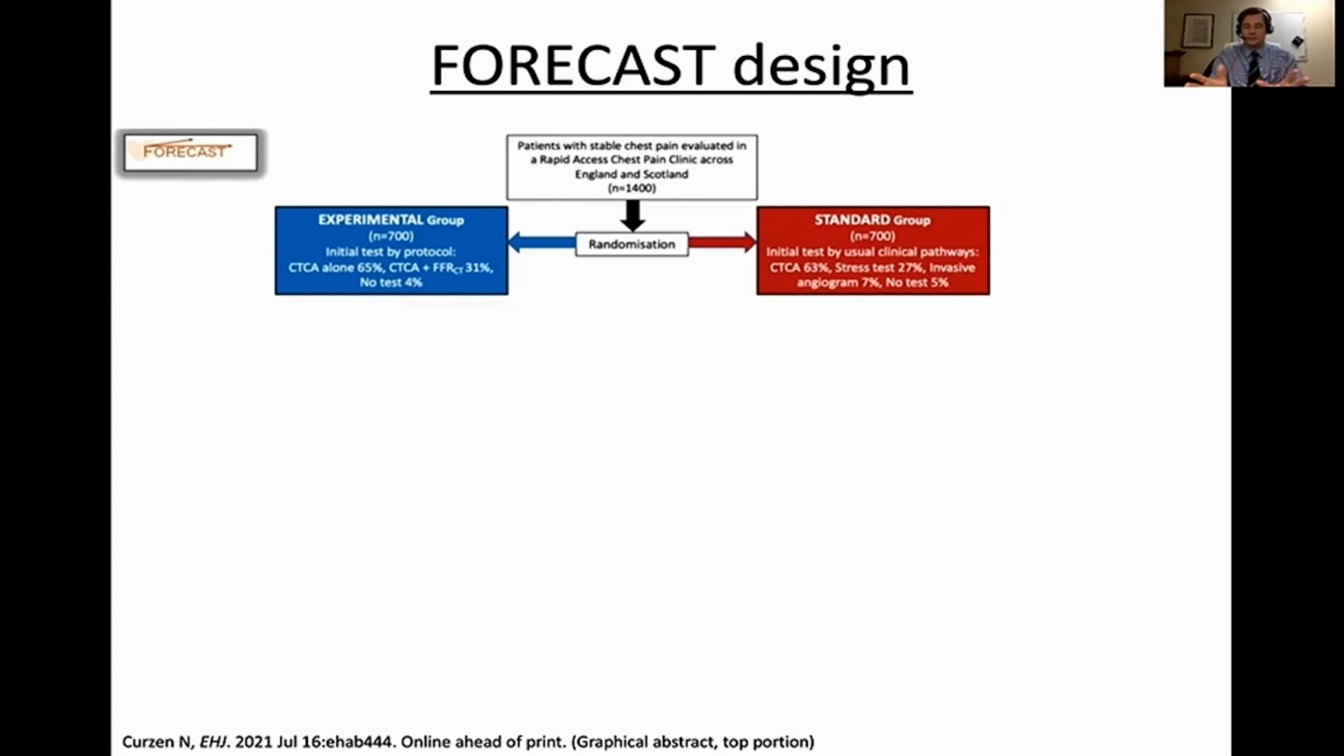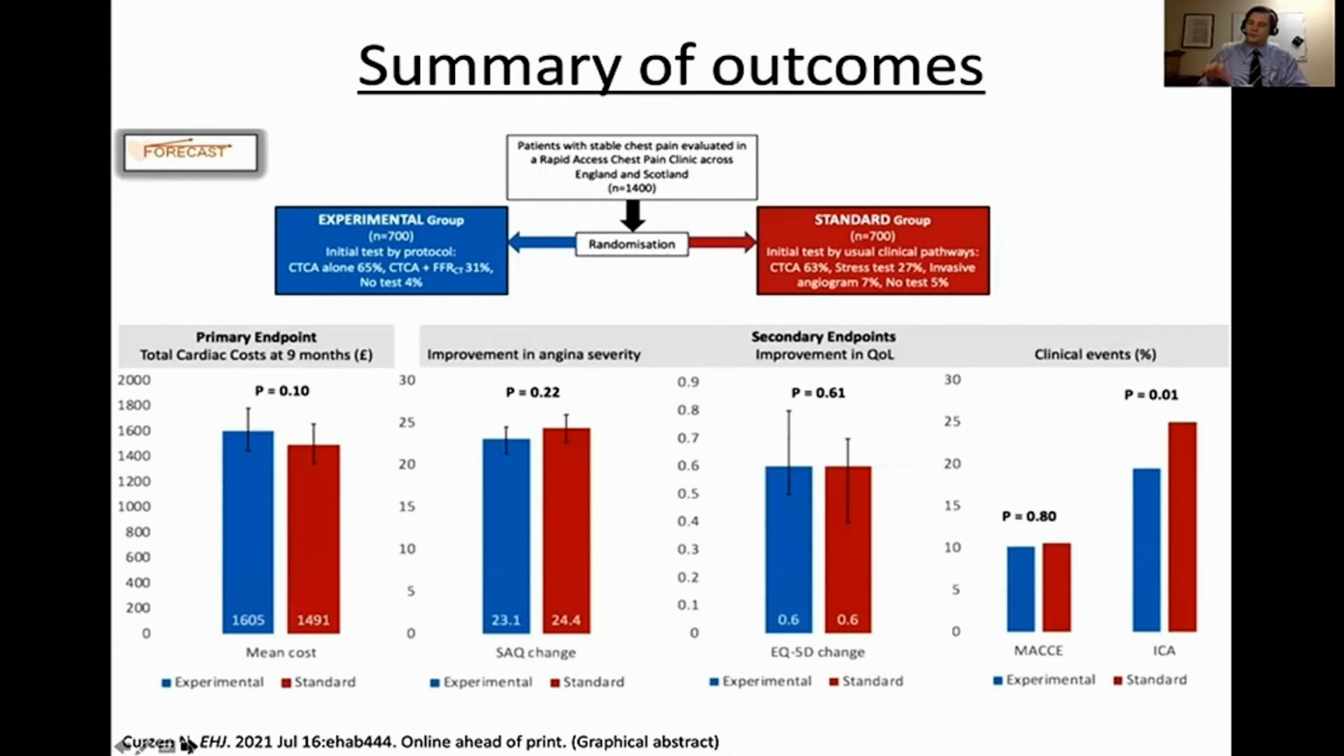The standard group said, hey, listen, doc, you do whatever you would do in clinical practice, which is a combination, of course, of some patients got CTs, some patients got SPECT, some patients got echoes, some patients went right to the cath lab, and some patients, the doc said, hey, don't do anything, you don't need any test. Or they were randomized to the experimental group, where really the option was to do CT followed by FFRct in some cases. I'll give you the top-line results, and we can then dig a little bit into the details.